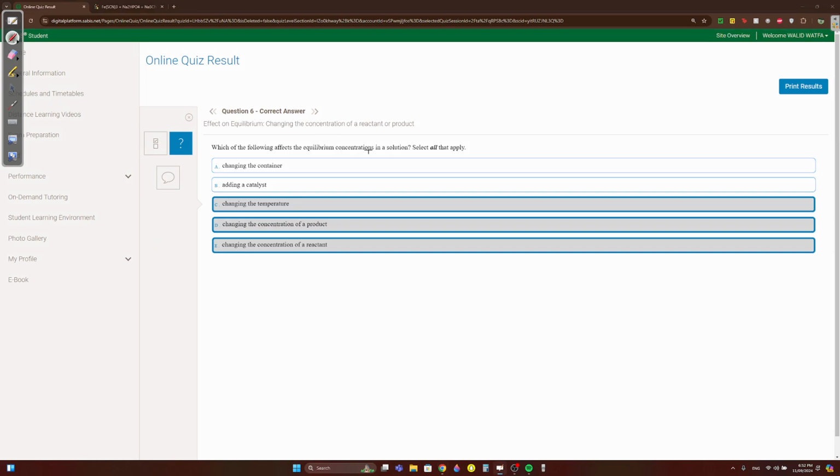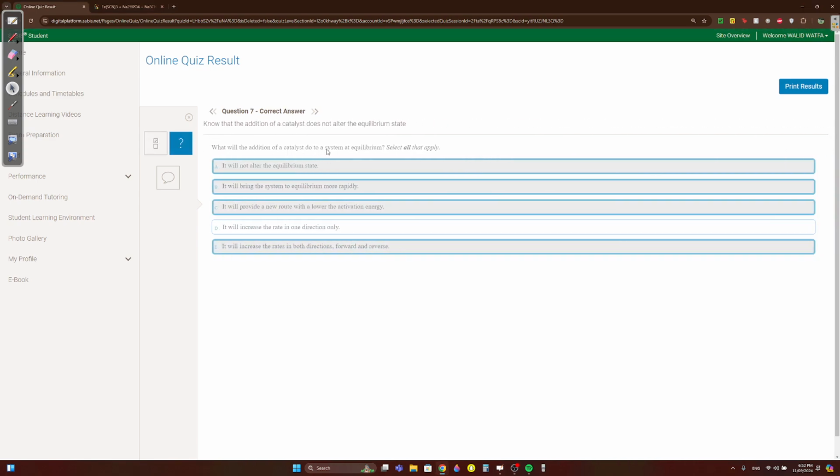Which of the following affects the equilibrium concentrations? 3 things. What are they? Temperature, concentration, and concentration again. Product, reactant. If they put pressure, that is also correct. Or if they said decreasing the volume, that would also be correct. But they have to specify and say gas. If they said decreasing pressure and they give you a solid or liquid reaction, then it's completely wrong. Be careful. They might do that.